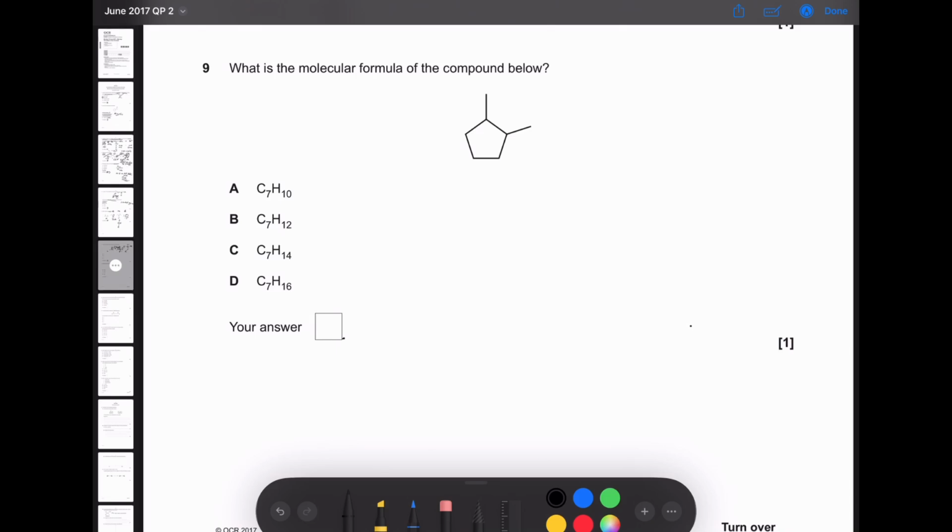What is the molecular formula of the compound below? Well, there's two ways to do this. I'm going to show you the slow way first, and then I'm going to show you the way I do it that works really well with big molecules and things like that. So, obvious method: 1, 2, 3, 4, 5, 6, 7 carbon, and then 2 here, 2 here, 3 here, 3 here, and 2 here.